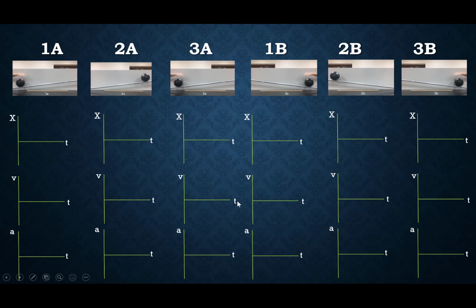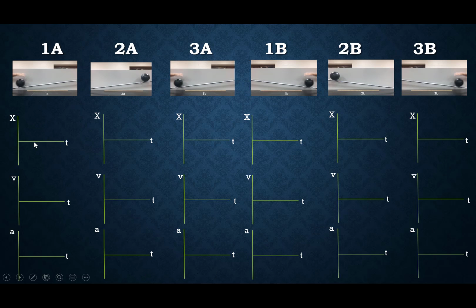So what you need to do on a sheet of paper, I recommend that you turn it sideways. And I want you to sketch all of these graphs here. These stacks of graphs: the position versus time graph, velocity versus time graph, and a new one, an acceleration versus time graph, for these 6 videos. You don't need to put the videos up top, just these.